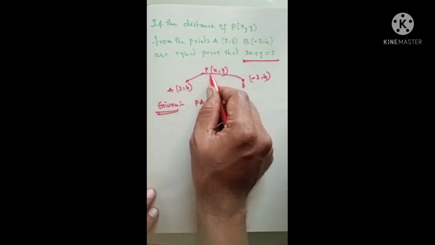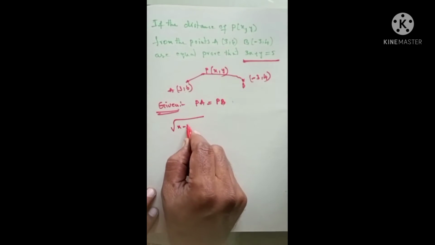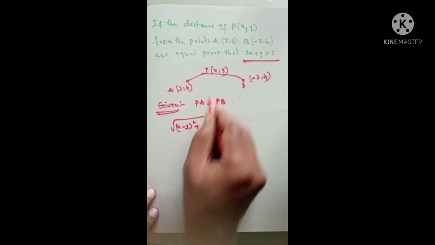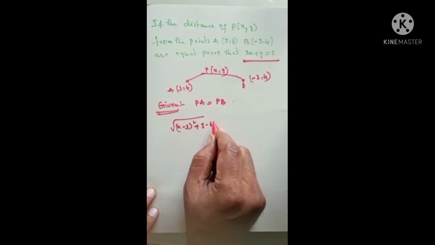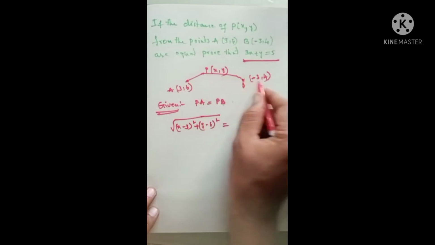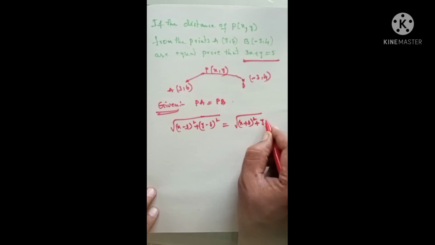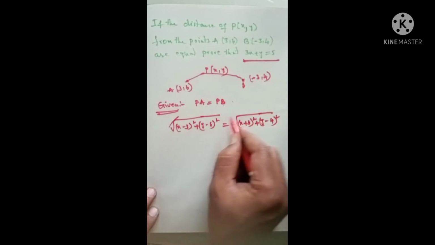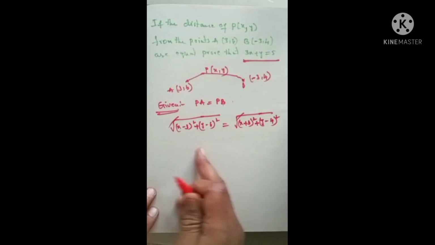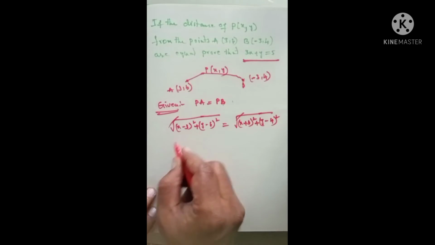So PA, what is the distance between PA, means under root of (x minus 3) whole square plus (y minus 6) whole square. Is it right? According to the distance formula. Next, x minus of minus 3, under root of (x plus 3) whole square plus (y minus 4) whole square. Just I applied the distance formula, beta. Both sides you can cancel the root, because if you are squaring on both sides the root will be cancelled. So this is what, Nana? (a minus b) whole square.